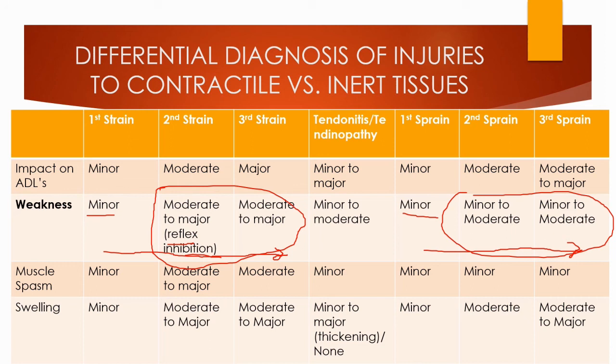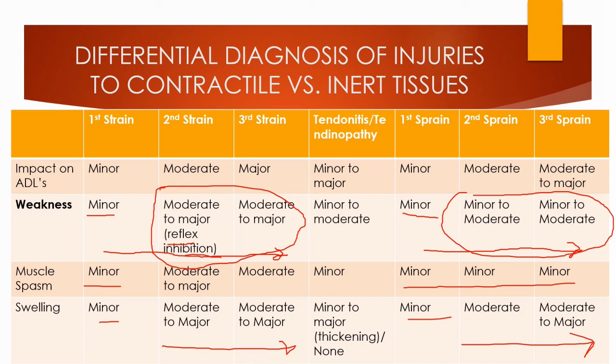Now, muscle spasm may or may not be present in these sprain-strain injuries, with the exception of the second and third degree strain injuries, where that muscle will go into moderate or major muscle spasm, and this will cause the examinee great pain upon movement of that muscle. There may or may not be swelling present with the first degree sprain and strain injuries, and swelling becomes increasingly pronounced with the second and third degree sprain and strain injuries.